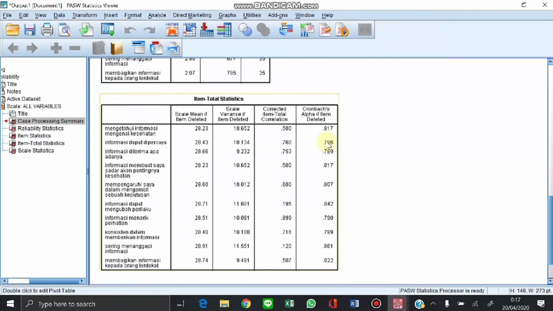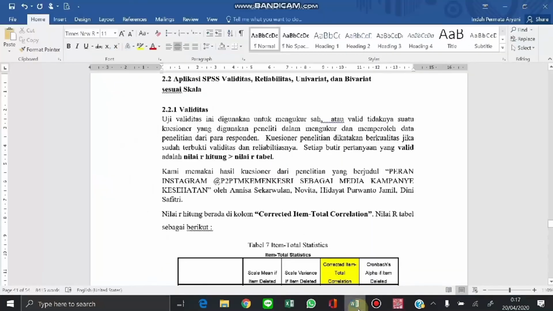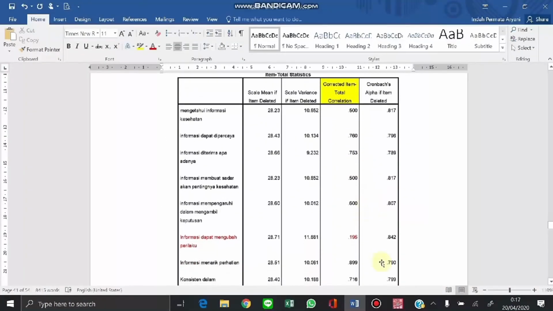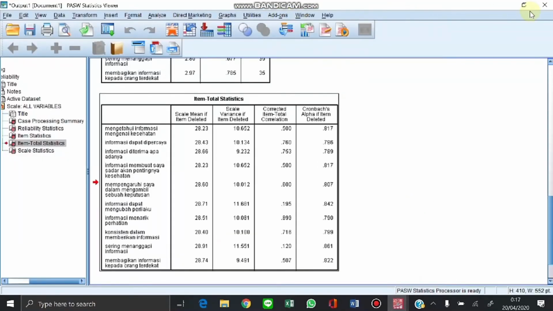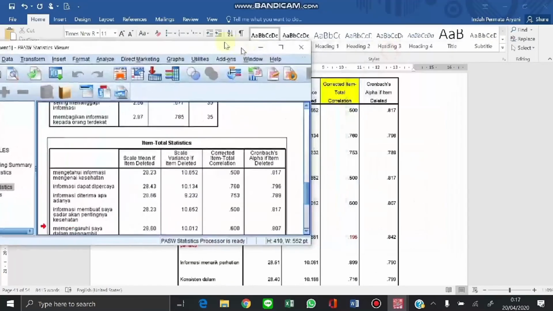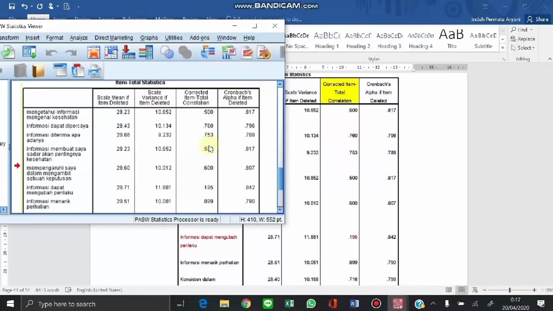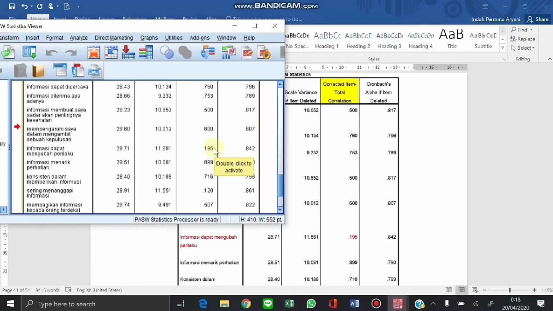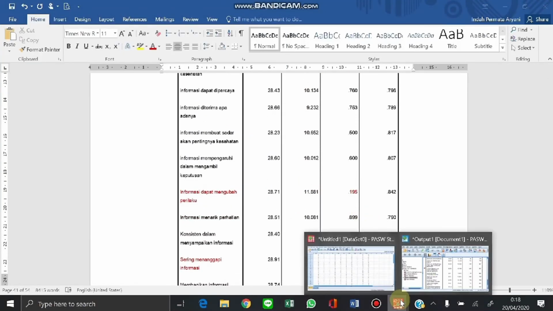Here, if we need to test the validity, we can see it in the Item-Total Statistics in the Corrected Item-Total Correlations. Here we have the word, so we can see if it's the same or not. So we can see it. Yeah, we can see that it's clearly the same.